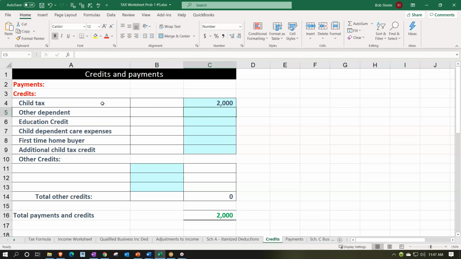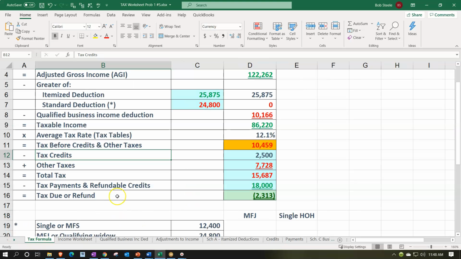And then other dependent, this is the one that was a student, and the student was over 17, and they were over 19, so they wouldn't be a dependent at all if they weren't a student, but they are. So they got the 500 for the other because they don't qualify for the child tax credit, but could therefore qualify for the other dependent credit. That adds up to the 2,500. Let's bring that back over to the first page of our formula. So we've got the other credits up top, or the tax credits, of the 2,500 at this time.